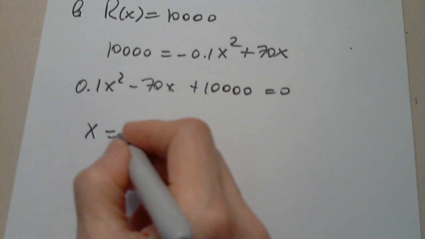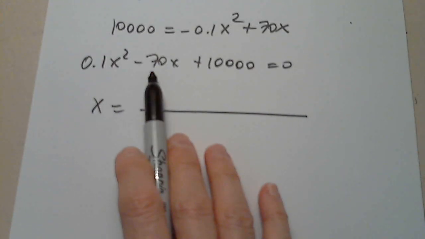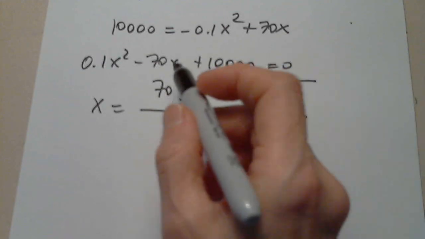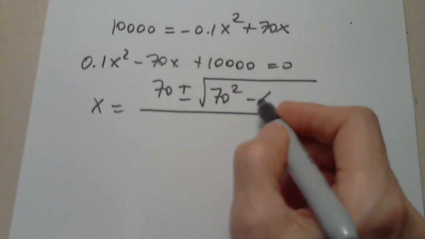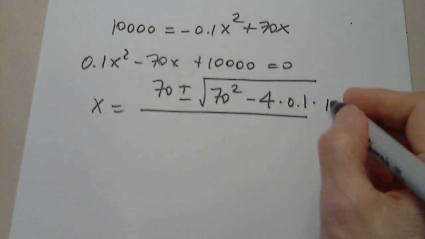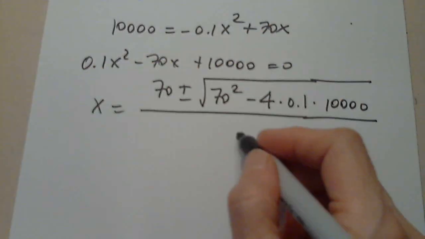So then I have x equals negative b plus or minus the square root of b squared minus 4 times a times c, divided by 2a.